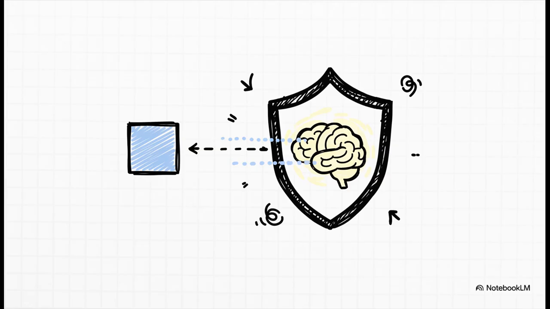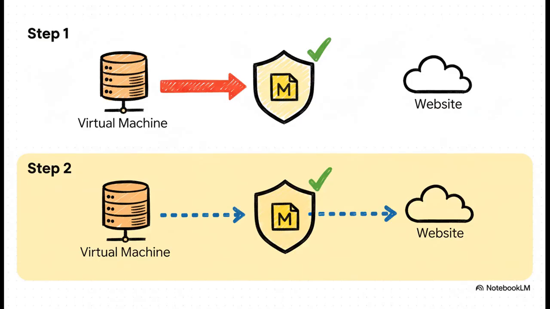NSGs are what we call stateful, and that's just a techie way of saying they remember who they're talking to. They keep track of the connections that are already happening. And here's why that is so cool.